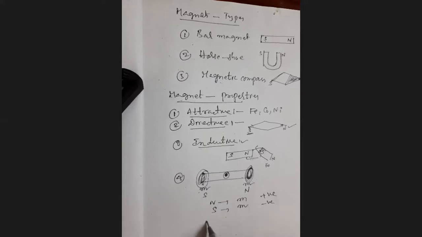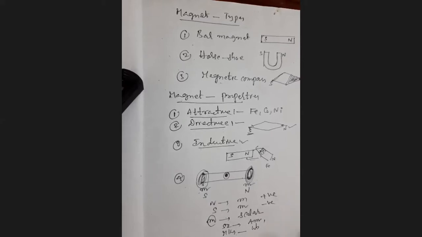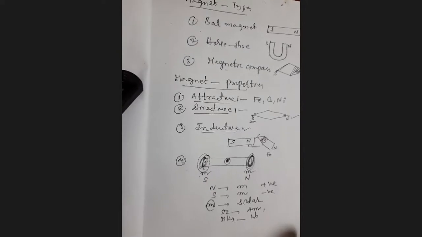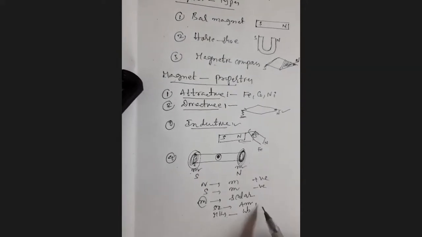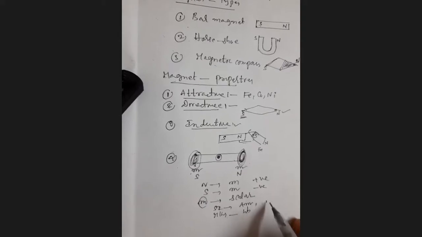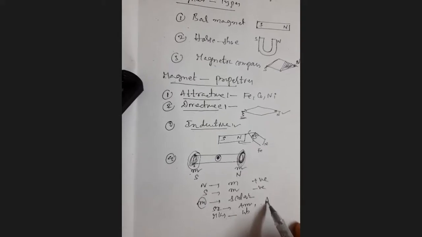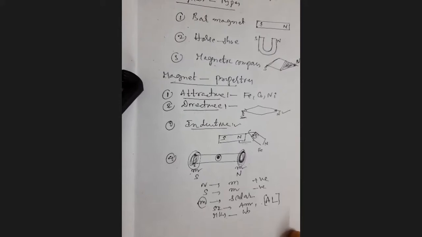Now, this pole strength is a scalar quantity. Its SI unit is ampere meter and MKS unit is Weber. MKS unit Weber, SI unit ampere meter. So how to write the dimensional formula? Ampere is denoted with the letter A or I, and meter is L. So the dimensional formula is AL.